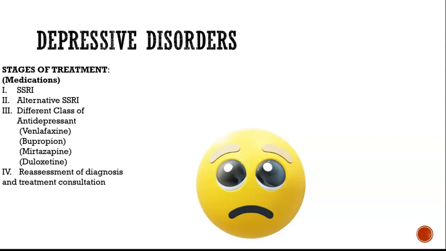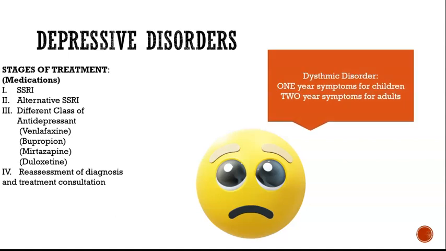Now, say this child has been depressed for a year or more, still depressed. They're showing some improvement, but they are still depressed. At that point, that child has a dysthymic disorder. So for children, it is symptoms of depression for 1 year, and it's 2 years in adults.